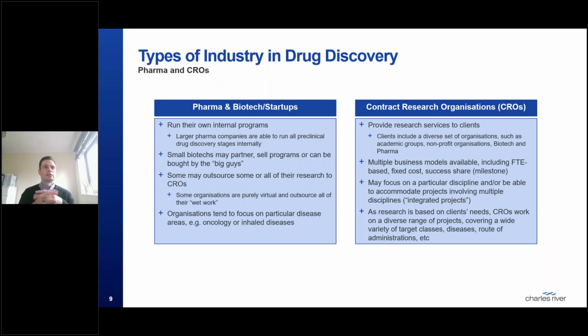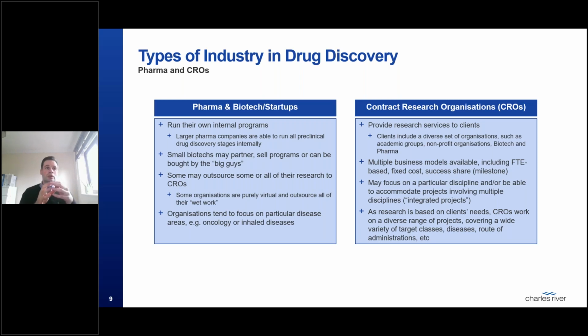So this slide describes types of industry in drug discovery. We have pharma and biotech or startups, and then the contract research organizations such as Charles River. Pharma and biotechs usually run their own internal programs. Larger pharma are able to accommodate all preclinical drug discovery stages internally, as they have the capacity and the facilities to do that. Smaller biotechs may partner, sell, or can be bought by the big guys.